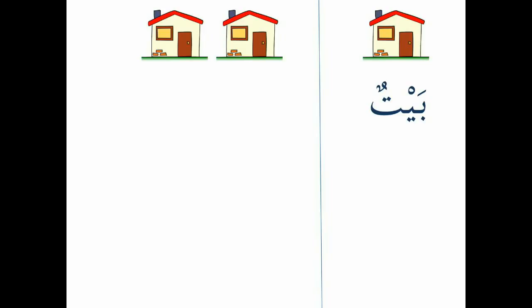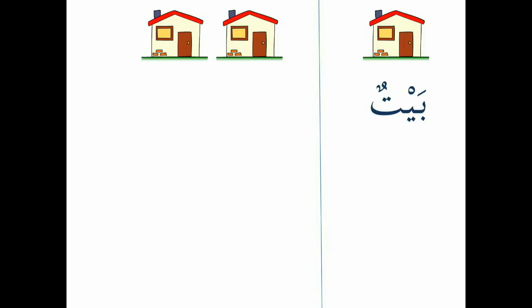You with me? What's that there? In Arabic it's called what? Baytun. How many houses? 1 house. Baytun. Now what do you see there? 2 houses next to the line. What do you think we're going to call 2 houses in Arabic?